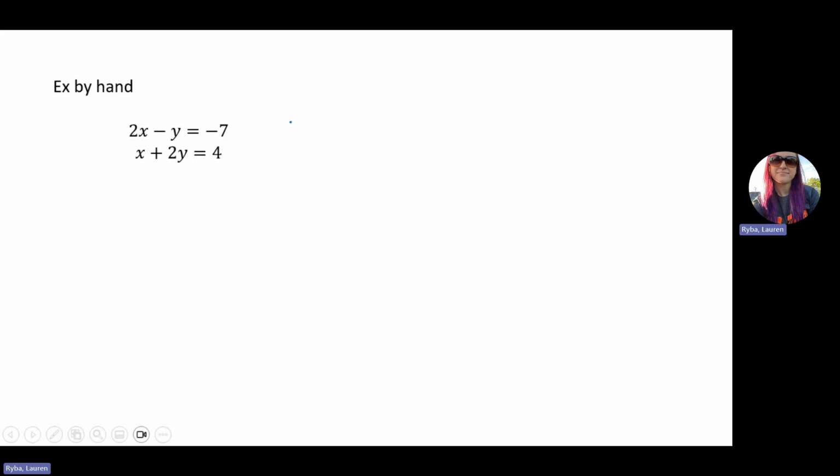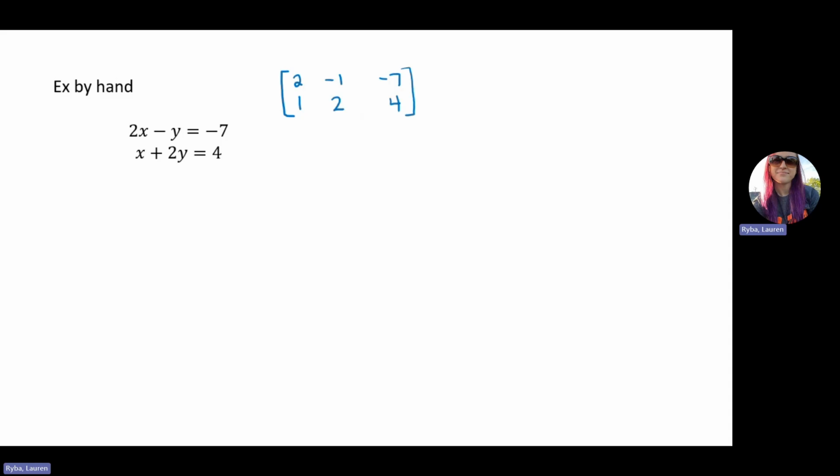Okay, so the way we do this is we're going to make what's called an augmented matrix. What you're going to do is we're just going to put the coefficients. So it's 2, -1, and -7. Second equation, a 1 is in front of the X, a 2 is in front of the Y, and the 4 is the answer over here.